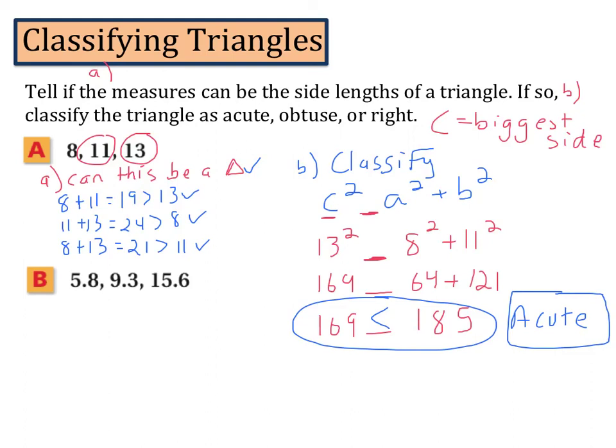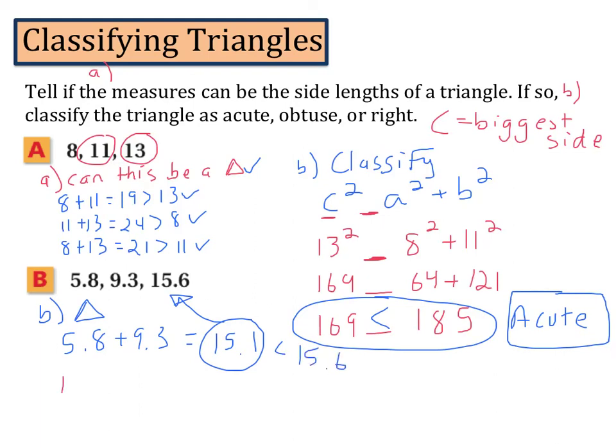So for part B, we want to do the same. First, let's figure out whether it can be a triangle. So we have 5.8 plus 9.3, and this equals 15.1. Now, 15.1 isn't bigger than 15.6. So 15.1 is less than 15.6. Therefore, this is not a triangle. So we don't even have to bother to classify it, because technically it can't be classified as a triangle.